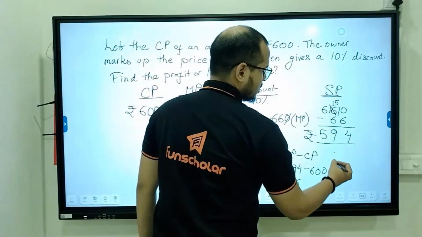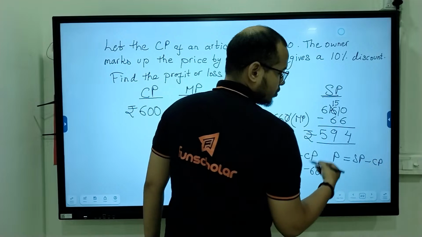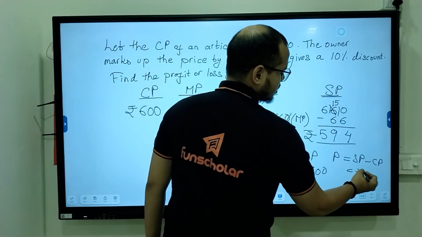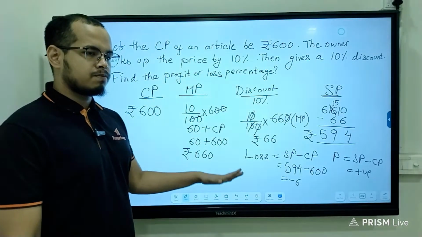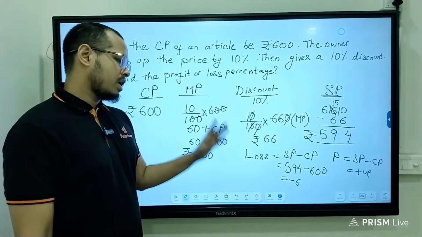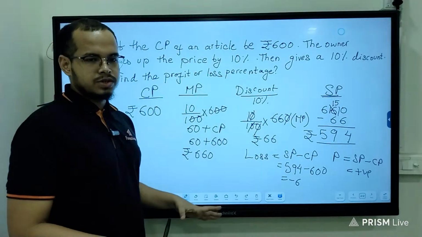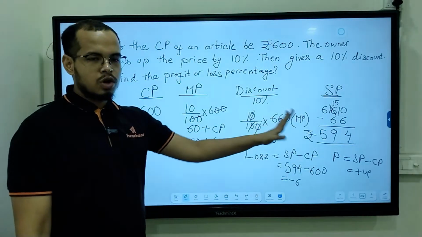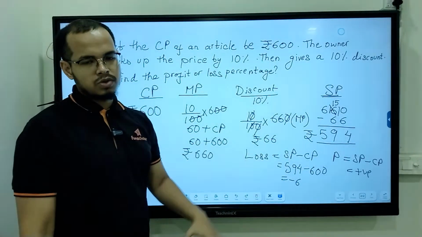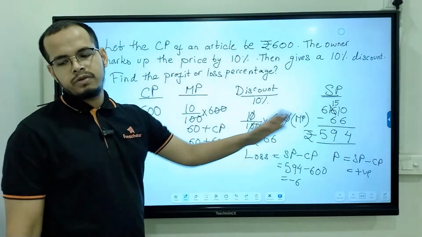For profit I will also write SP minus CP. So in profit the answer will be positive, and in loss the answer will be negative. This is how you will understand whether it is profit or loss. Don't try to mug up every particular thing that is written in the book. Try to understand. So in case of loss or profit, I'll be writing sales price minus cost price. If the answer comes negative, it is a loss; if positive, it is a profit.